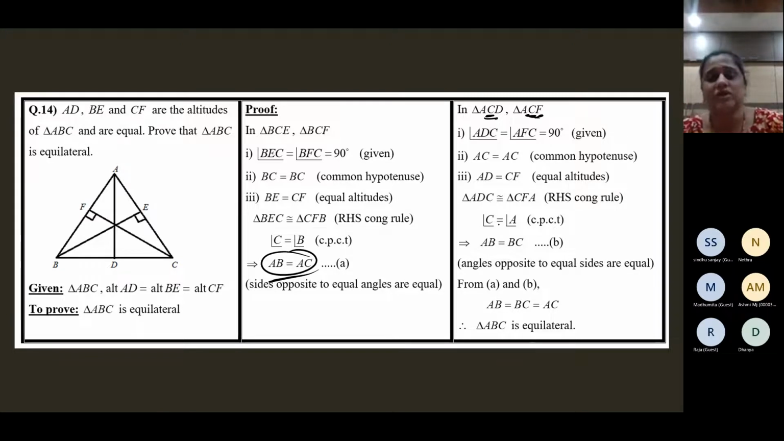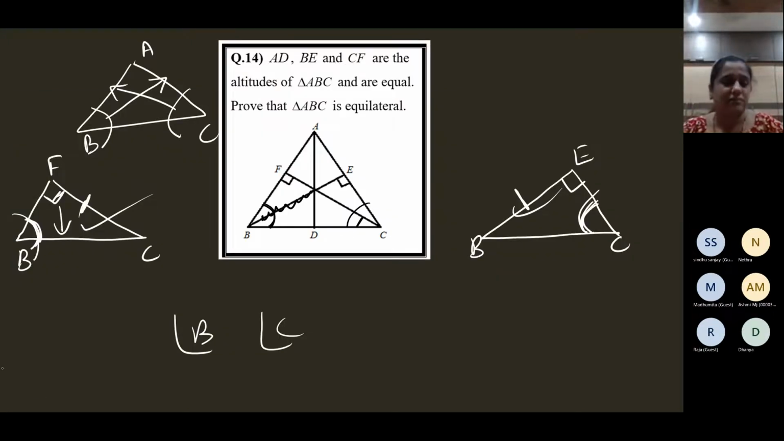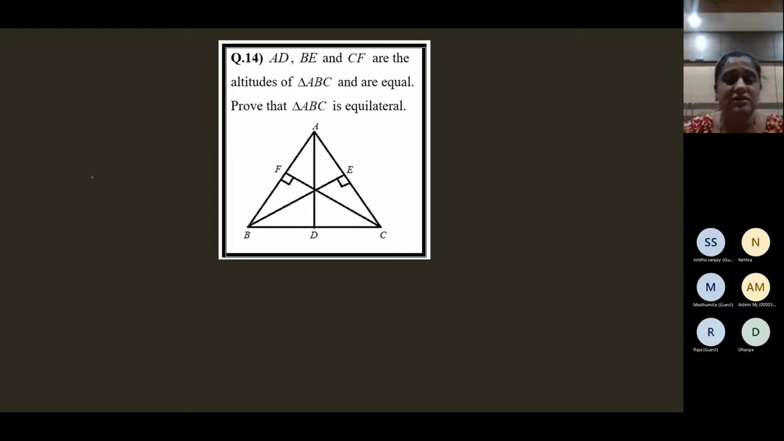And from the two triangles, let me draw those two triangles, ACD, ACF.